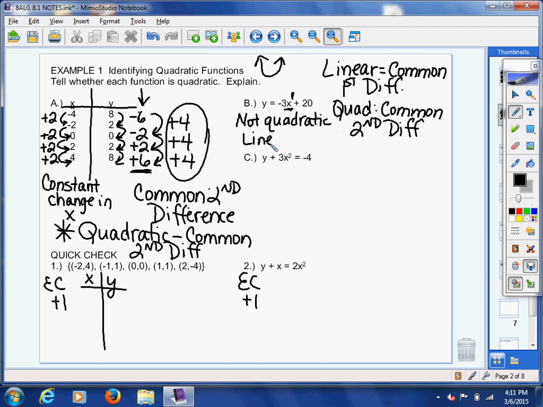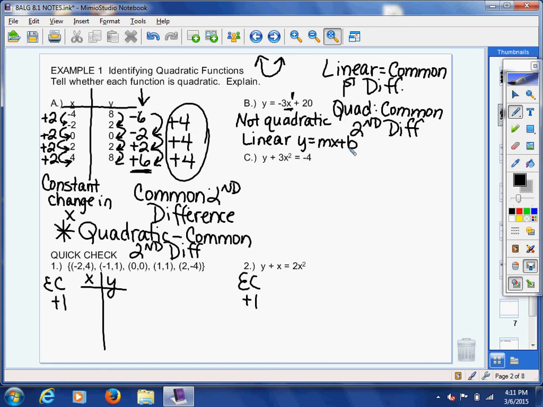It's linear because it's in slope-intercept form, y equals mx plus b. And x is raised to the first power. So when your biggest exponent on your x is a 1, it's linear. If your biggest exponent on your x is a 2, it's quadratic. Okay, that's how you tell. That's the basic difference. Then let's look at C.